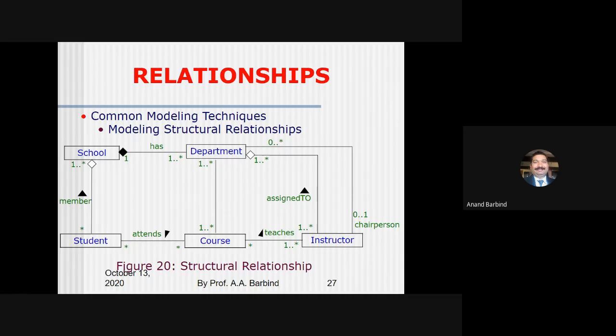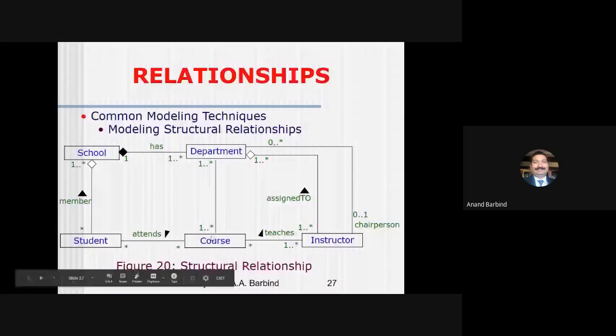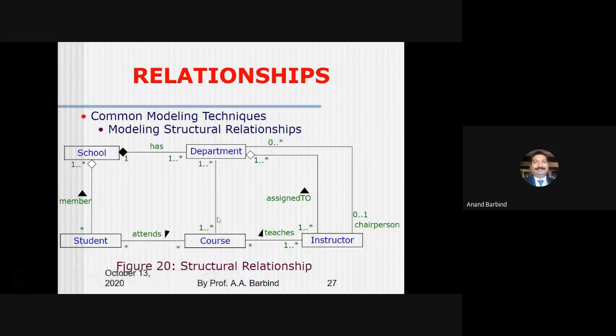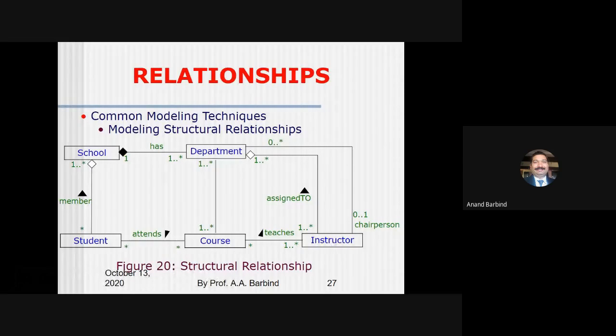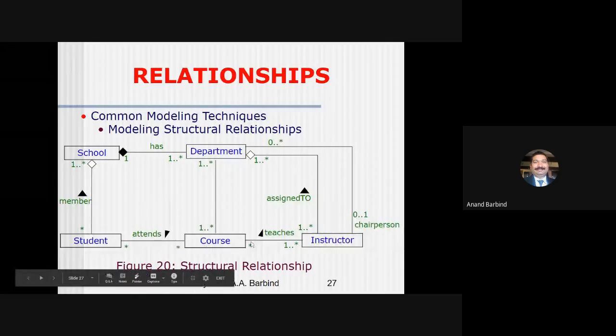Okay. So is the case with the course. There is association between the course and the department, because the department runs the courses. Because a student attends the course, there is a relationship between the course class and the student class. So the student attends the course. There is association between instructor, or you might call it teacher, and the course, because the instructor teaches that particular course.